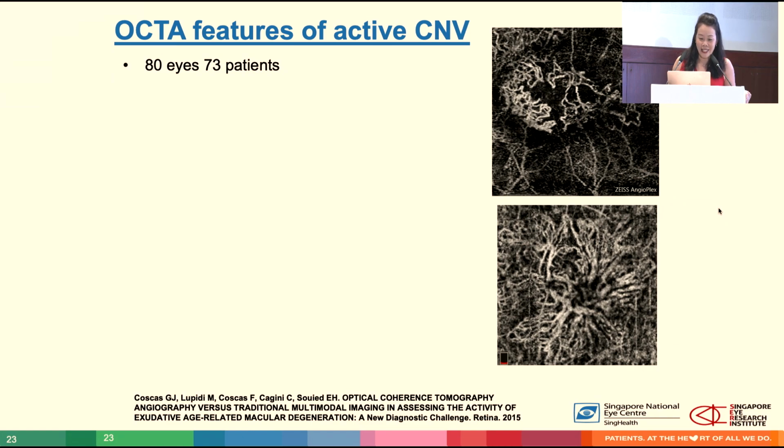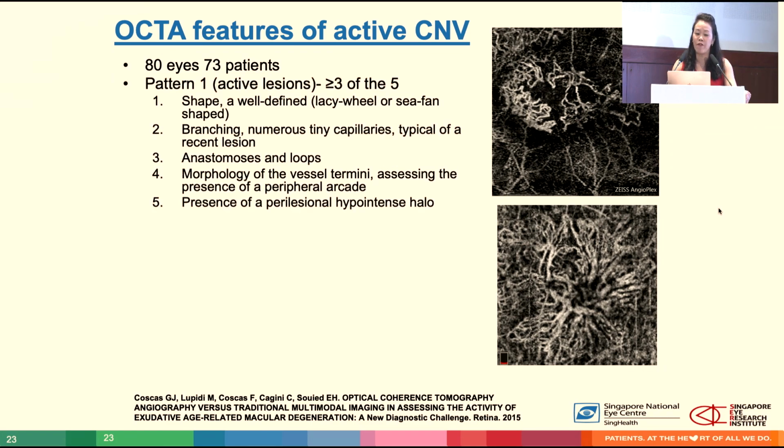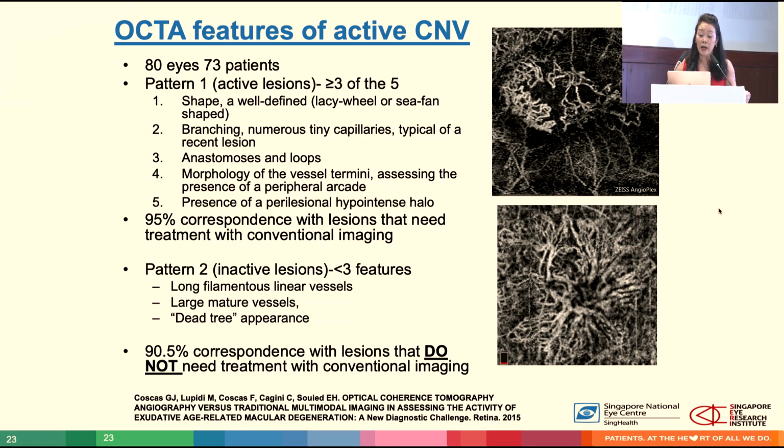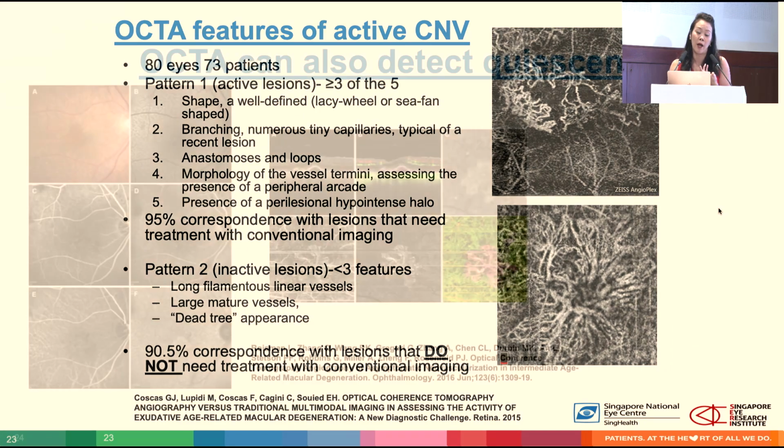No problems, thank you. And you can see, as I mentioned before, these are features of an active CNV, and these are features of an inactive lesion. The hypointense area around it, as well as the branching tiny capillaries in the periphery, and the presence of the vessel termini, are all signs of active lesions. And lesions that do not need treatment are the ones where you see the pruned tree appearance.